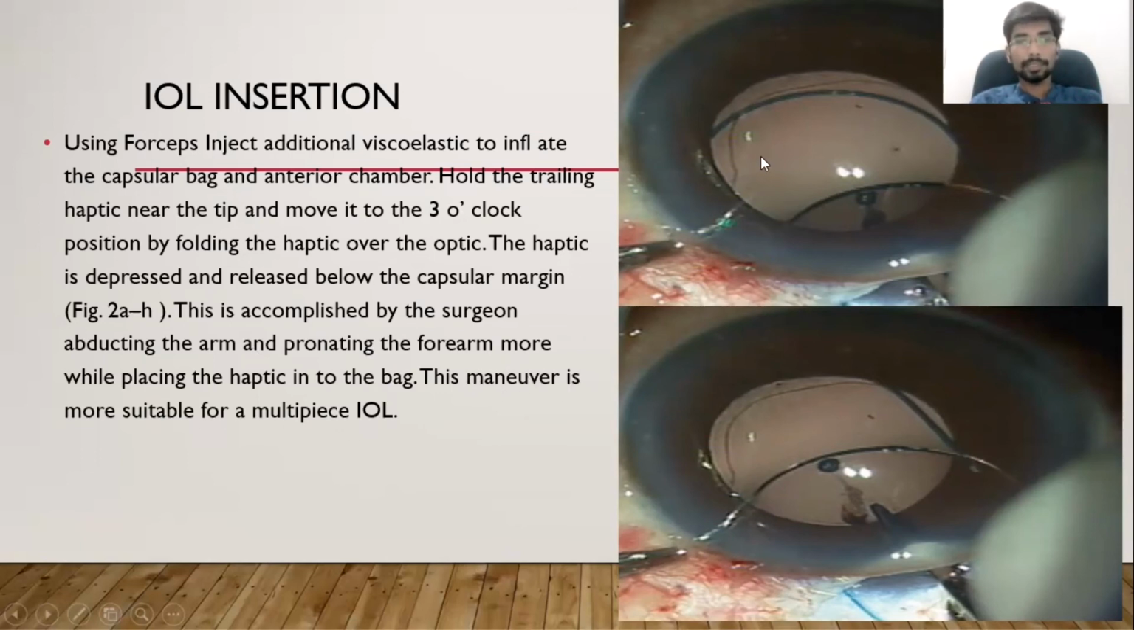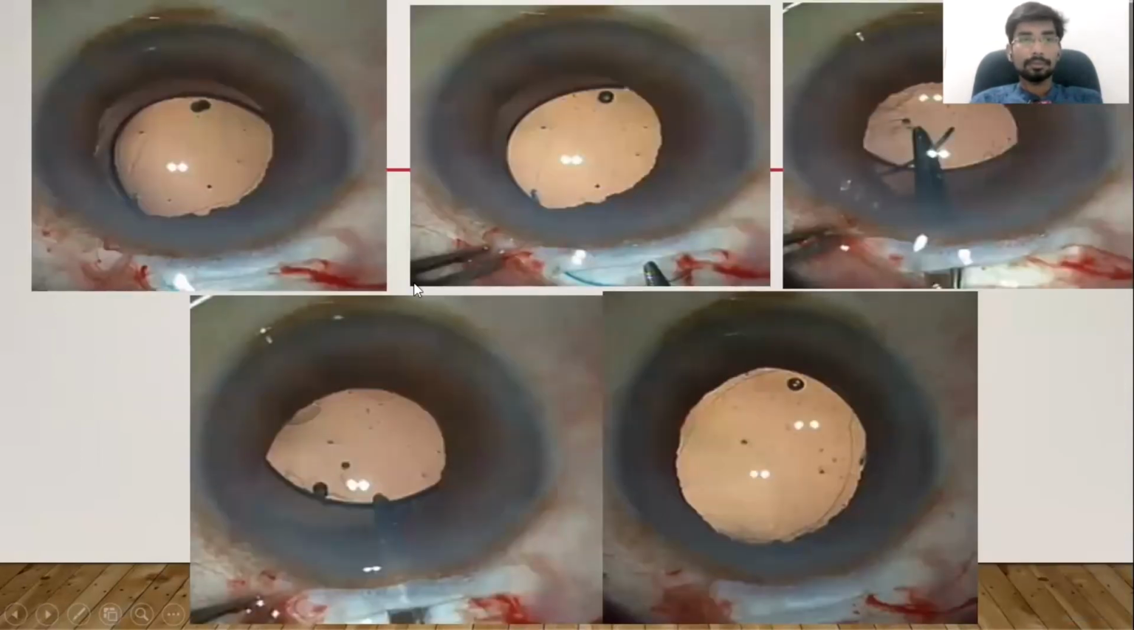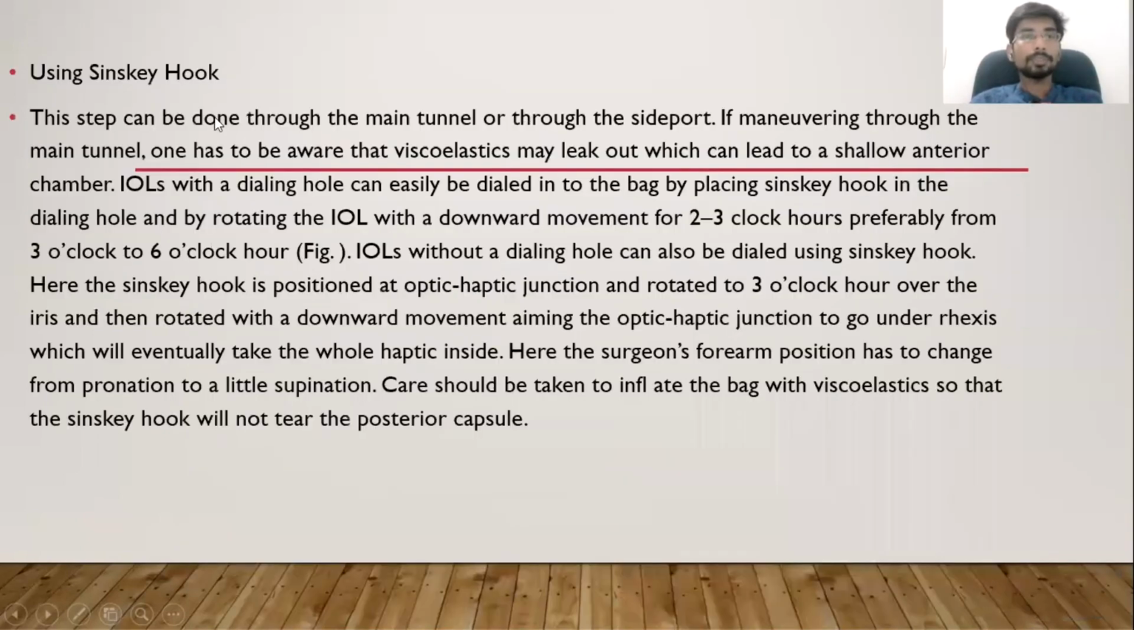So here we are seeing the insertion of the IOL. Next is using the Sinskey hook. This step can be done through the main tunnel or through the side port.